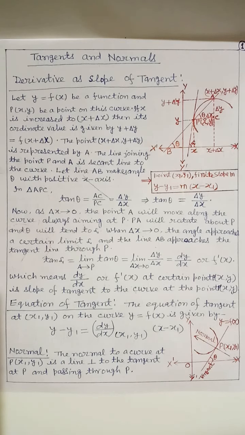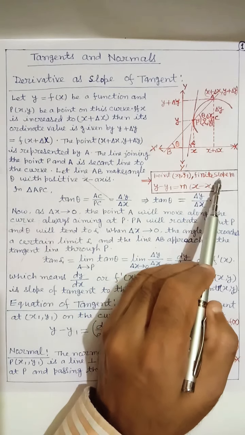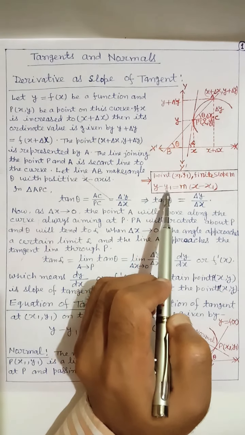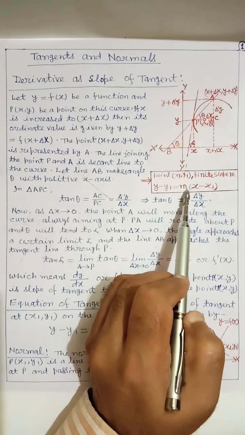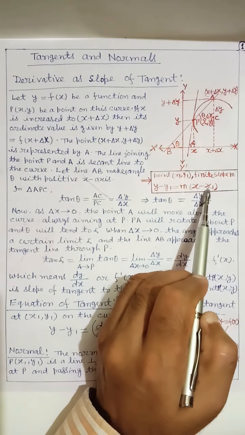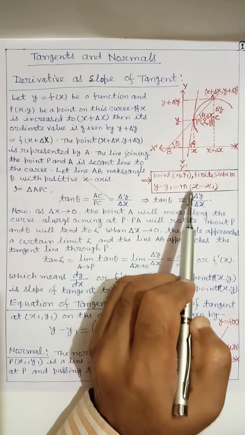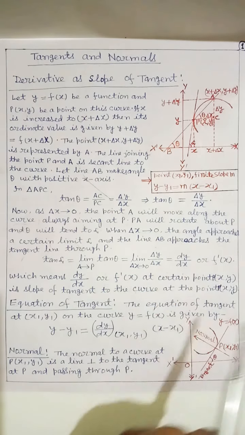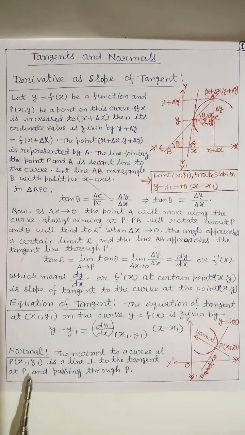In the previous class, that is in class 11, recall that the equation of a straight line passing through a given point (x1, y1) having finite slope m is given by y minus y1 equal to m into (x minus x1). Already we know this, and using this concept here we will find the equation of tangent and normal.